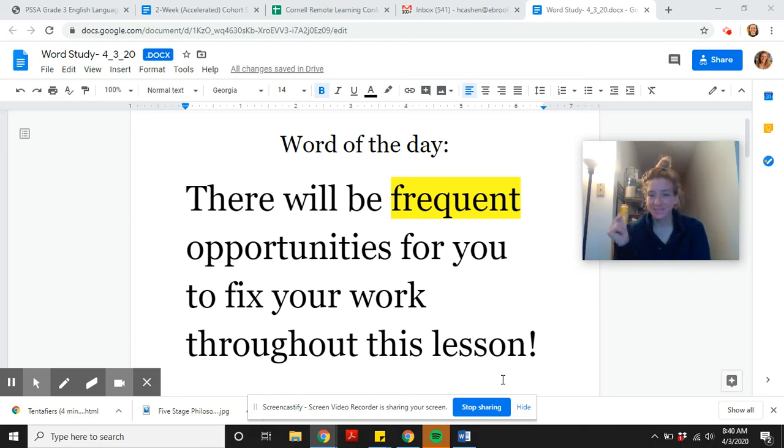Word of the day. Today's word of the day is frequent. There will be frequent opportunities for you to fix your work throughout this lesson. Go ahead and write down what you think frequent might mean based on that.